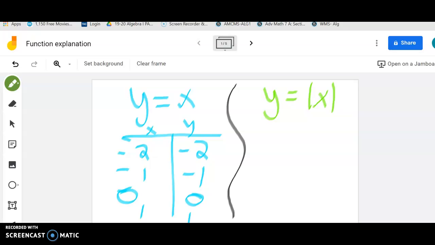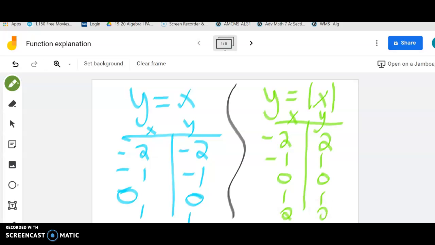So again, I'm going to have to do a t-chart, and you're going to look at some stuff. If I input -2, it outputs 2 because the absolute value of -2 is 2. If I input -1, the value is 1. If I input 0, it's 0. If I input 1, it's 1. If I input 2, it's 2.